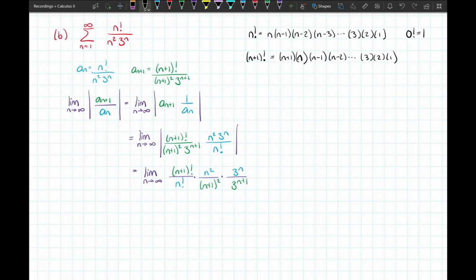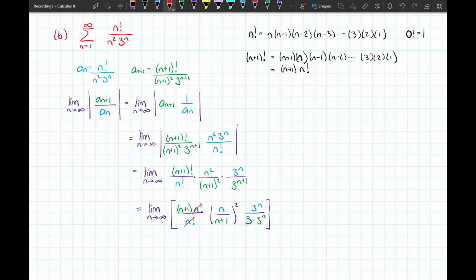Now just notice the only difference between n factorial and n plus 1 factorial is the addition of one more factor. So we can actually write this as n plus 1 times n factorial. And that's how we're going to simplify that ratio of n plus 1 factorial over n factorial. Making that little substitution where n plus 1 factorial is equal to n plus 1 times n factorial, you can see some cancellation that we can do there, n factorial and n factorial.